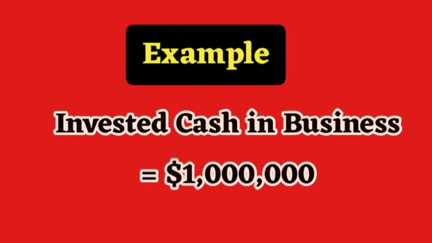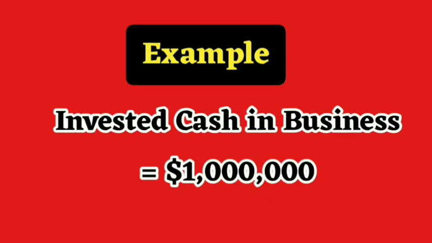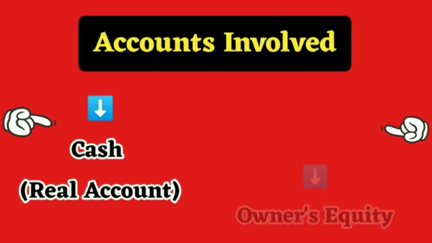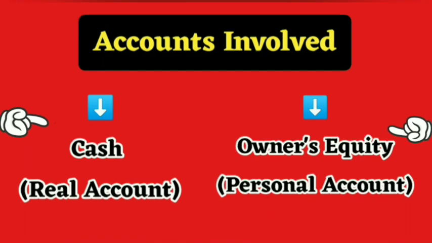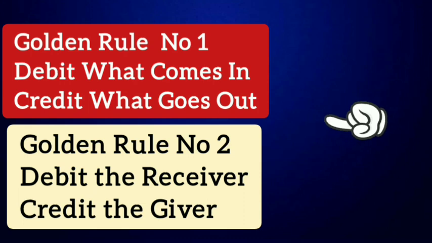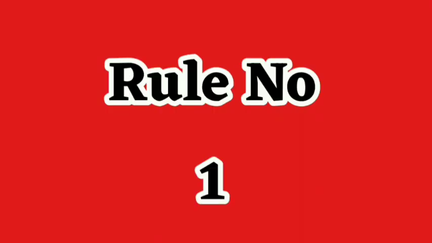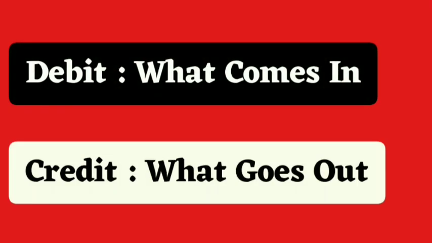Take a look at this transaction. Invested $1 million in business. Now observe the transaction. There are two accounts involved. Cash account, which is a real account, and owner's equity account, which is a personal account. Therefore, we will apply golden rules number 1 and 2 to record this transaction. Cash account is a real account. Therefore, the first golden rule will be applied, that is, debit what comes in, credit what goes out.